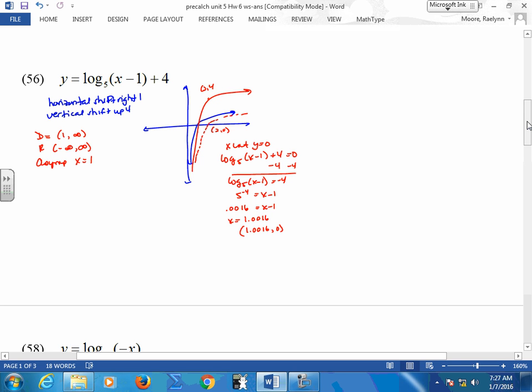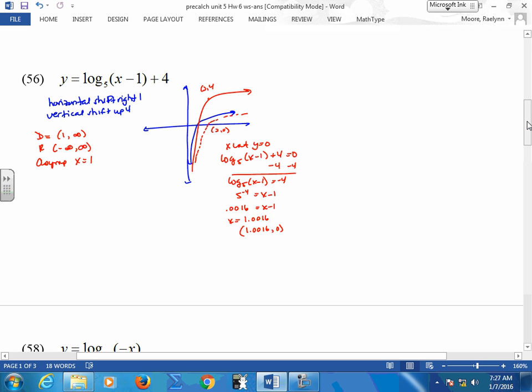We took a base log base 5, very similar, and we shifted it 1 to the right, a horizontal shift to the right 1, and a vertical shift up 4. The horizontal shift will change your domain and will change your asymptote. And then, of course, your x-intercept will change.